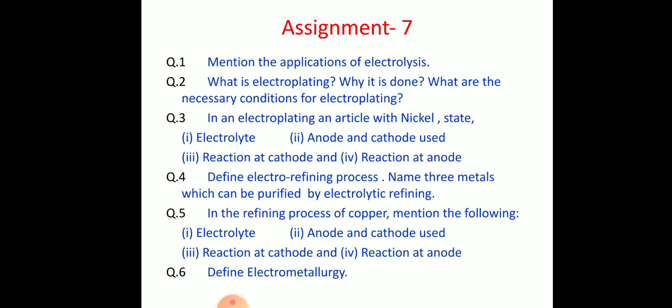Next, number 4, define the electrorefining process and name 3 metals which can be purified by electrolytic refining. Question number 5 is, in the refining process of copper, mention the following: electrolyte used, anode and cathode used, reaction at cathode and reaction at anode. And finally, the last question is, define electrometallurgy. So complete it and send it to my mail.